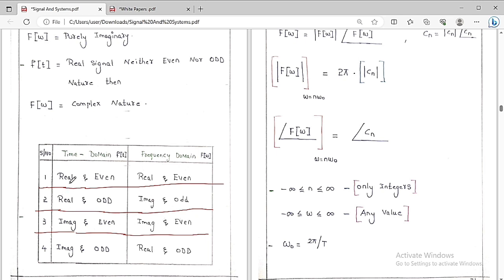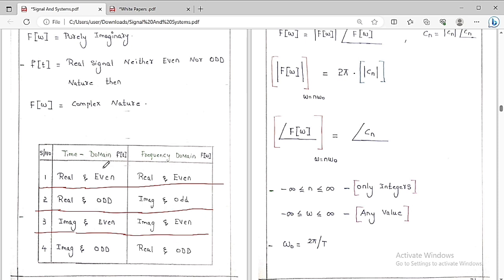So if you know these two things, getting these two things is very simple. Real means the opposite is imaginary. Imaginary means the opposite is real.